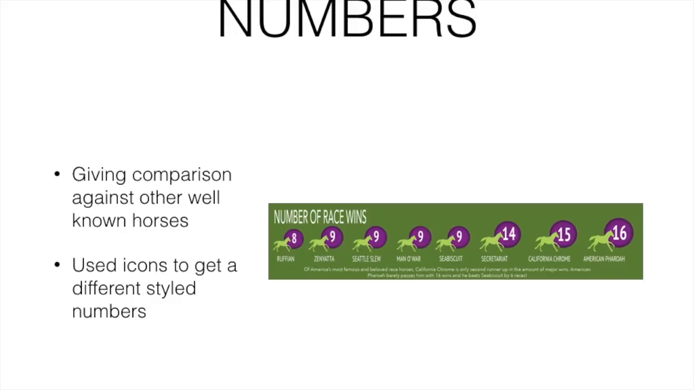So here is my numbers display. What I'm showing here is basically the number of races that each of these horses have won compared to one another. The goal of this was to give my readers a reference point of how well California Chrome competes. Some readers might only know about maybe Secretariat or Seabiscuit, or maybe they've recently heard about American Pharoah. And so that's why I brought all of these really famous horses into this graphic, just to give that reference point for some users who might not know that much about it.